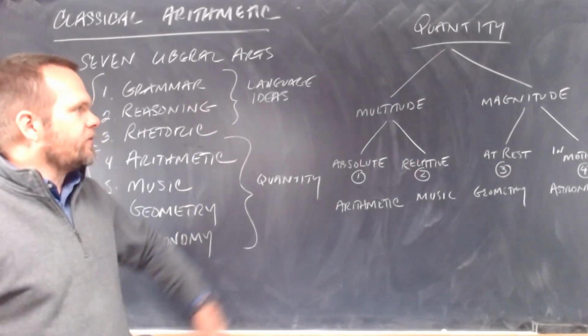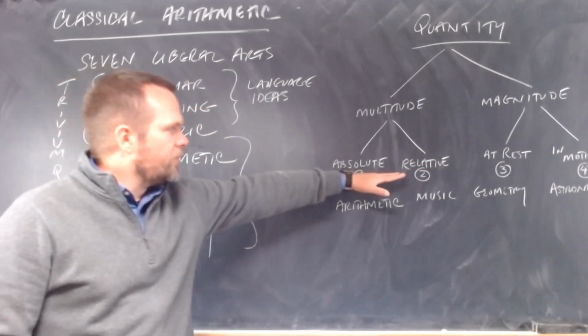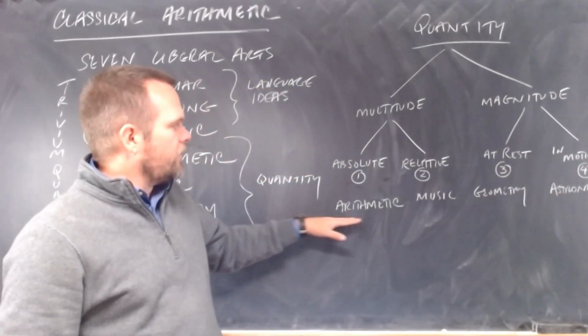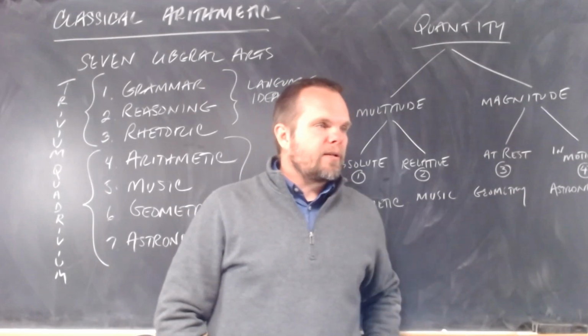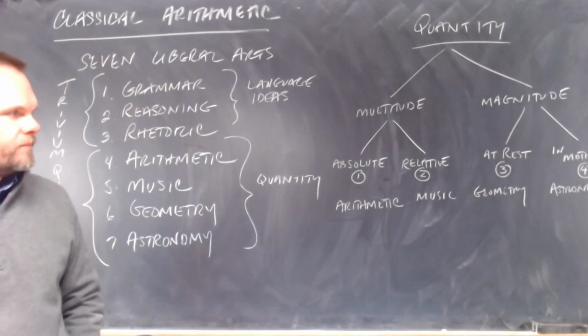And then you should understand that mathematics is the study of quantity. There are two kinds of quantity, multitude and magnitude. There are two kinds of multitude and two kinds of magnitude. To study them, we need four mathematical arts. And that's where this quadrivium comes from.